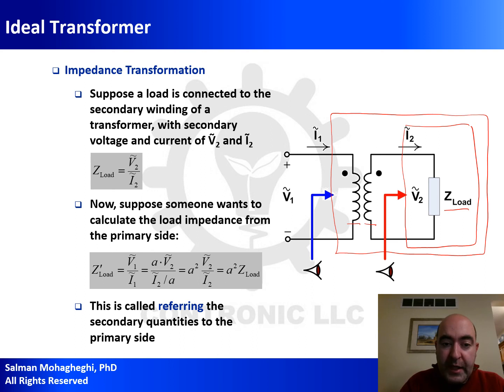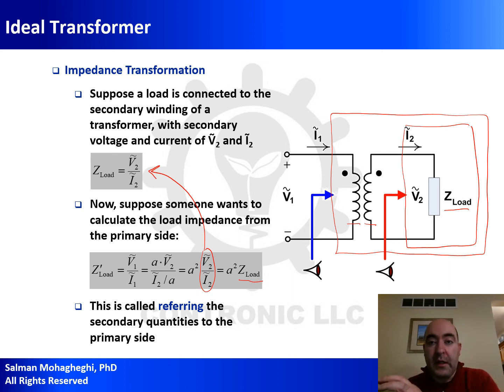V1 obviously is A times V2. I1 is I2 divided by A. You simplify this equation, you will get A squared times V2 over I2. However, what is V2 over I2? It's basically your Z load. So the value of the load impedance that you see from the primary side is the actual load impedance times A squared. This is a very important aspect about transformers, and we'll come back to this when we want to define the equivalent circuit of a transformer.